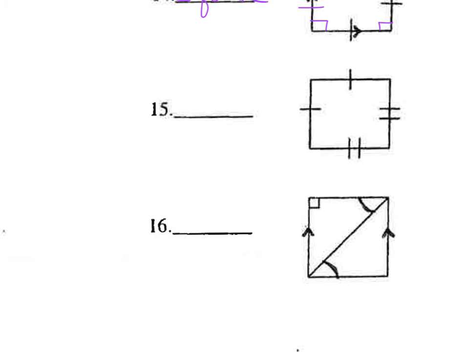15. That's a kite. Consecutives are congruent, right? These two are the same, and then the other two are the same. That is a kite.